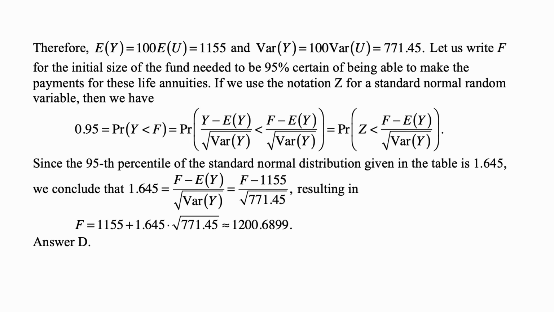Since the 95th percentile of the standard normal distribution given in the table is 1.645, we conclude that 1.645 is equal to F minus E of Y over square root of variance of Y, so F minus 1,155 over square root of 771.45. So 1.645 is equal to this expression. From this we solve for F to be 1,155 plus 1.645 times the square root of 771.45, approximately 1200.6899, which is answer D.